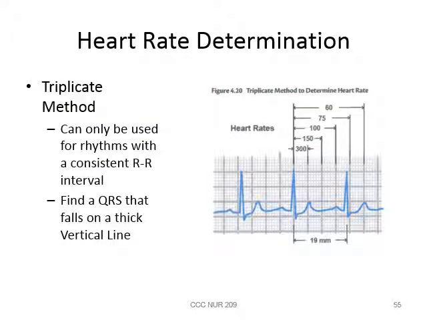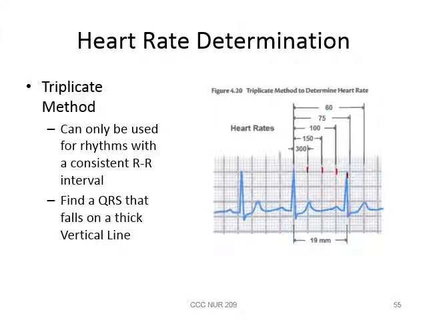There's another accurate way of doing it, and I'll show you after this one. This one requires some memorization. You have to have a QRS complex that falls right on one of the dark lines. You can see the dark lines here. You need to find a QRS complex that falls on the dark line, and you're going to count down till the next QRS complex, and it falls here.